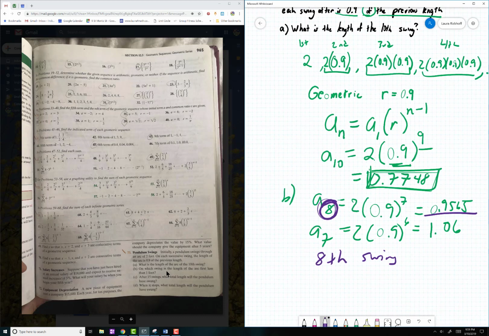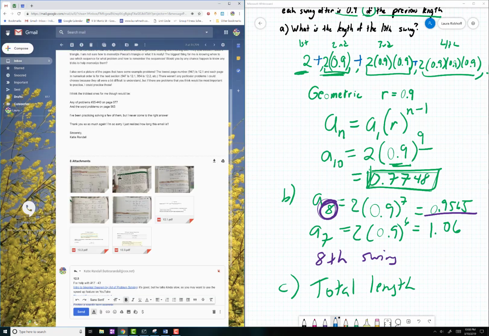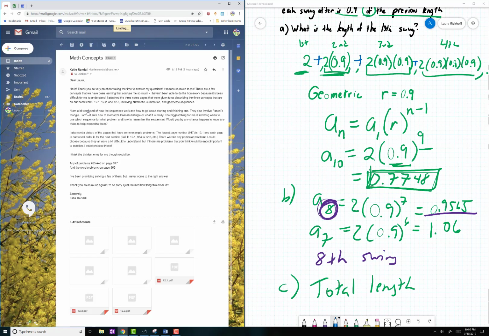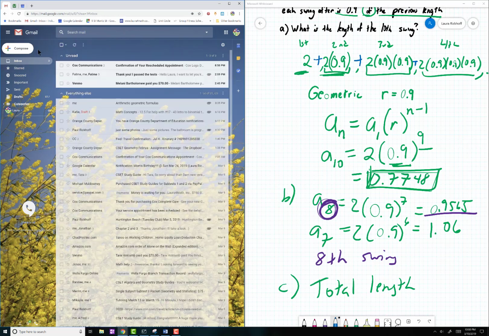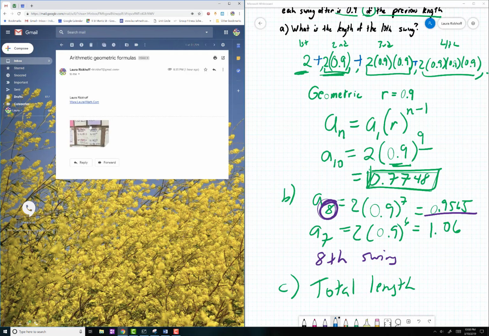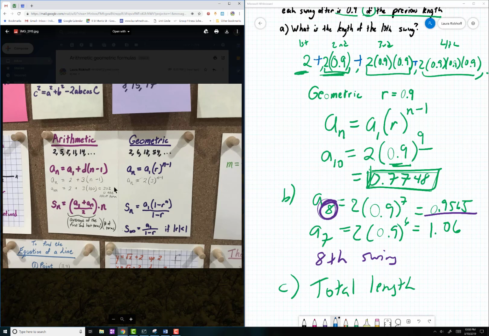So that's that. And then for part C, they're asking what will the total length be? So if you want the total length that it swung, well, the first one it swung 2, then it swung this, then it swung that. So you want to add these. So if you're adding them, you've got formulas for that. So I'm going to go back. Back and forth. So I'll send you this picture again.